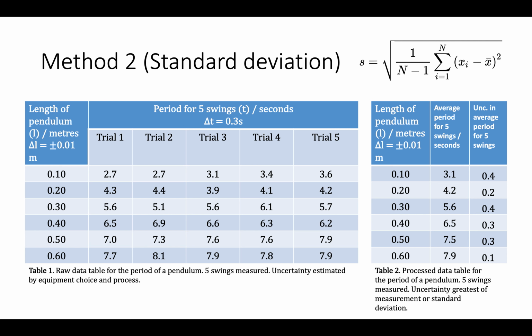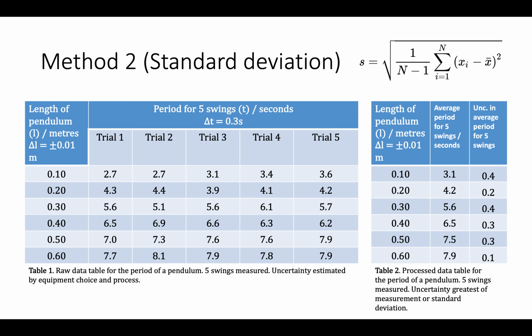But if you've got a good set of data, and really 5 trials isn't probably enough, it's marginal. If you've got more than 5 trials, then standard deviation is probably the more sophisticated method. Although it only works if you genuinely have random error. It has to be a random distribution about that average.